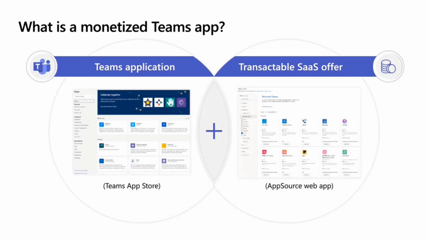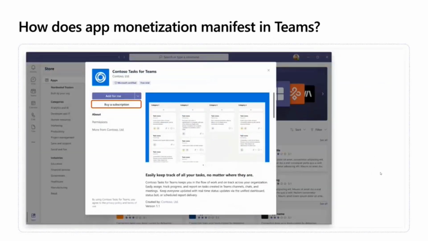Well, there are two components that we're bringing together: the Teams App Store that I think we're mostly all familiar with today, and the Microsoft AppSource, where the web app or the transactable SaaS offer is created. Now, many of you are saying, well, yes, we've had this before. What's new? Well, we've now taken the ability to create a transactable web app in AppSource and link it directly together with the Microsoft Teams app and bring it together into the Microsoft Teams App Store.